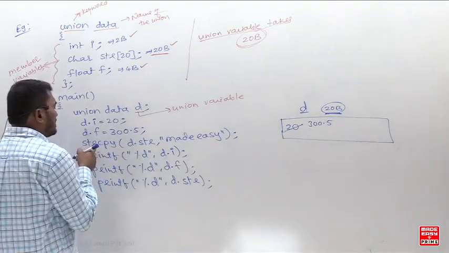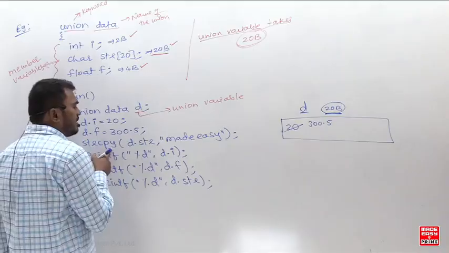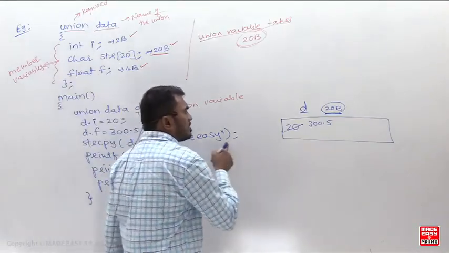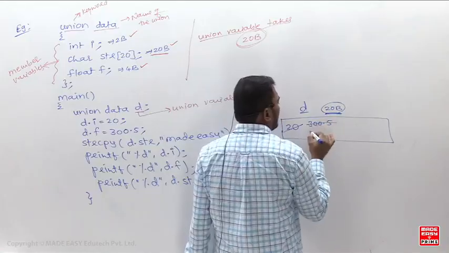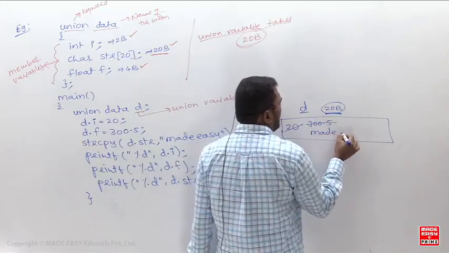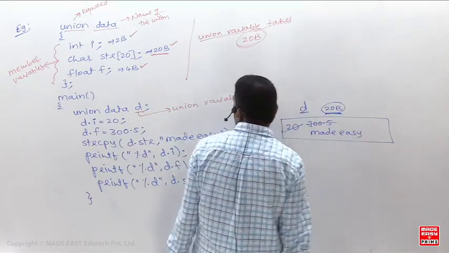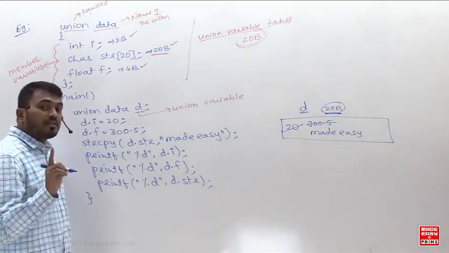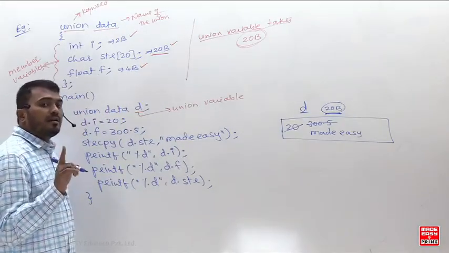And next, if I say strcpy, I am copying into d dot str, what am I copying? Made easy. So if I write made easy, this will again overwrite with what? Made easy. Why is it like that? Because the same memory space will be shared by all the members.